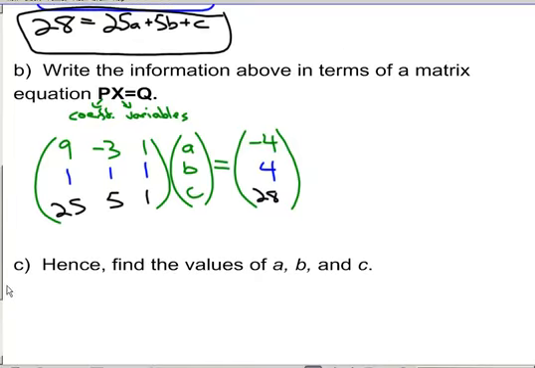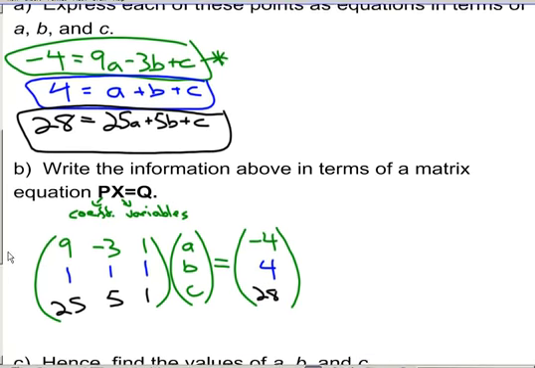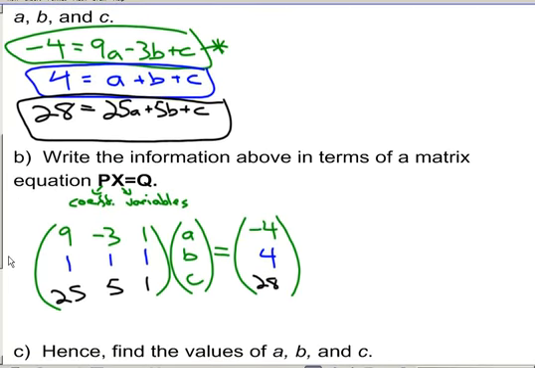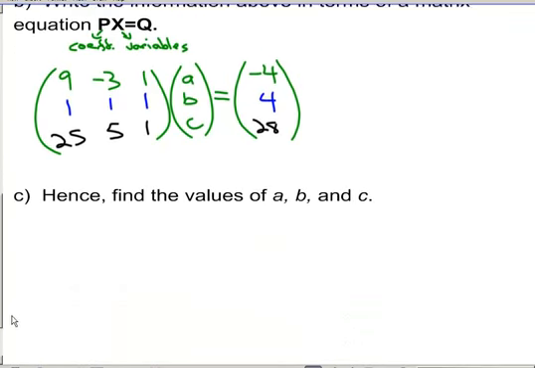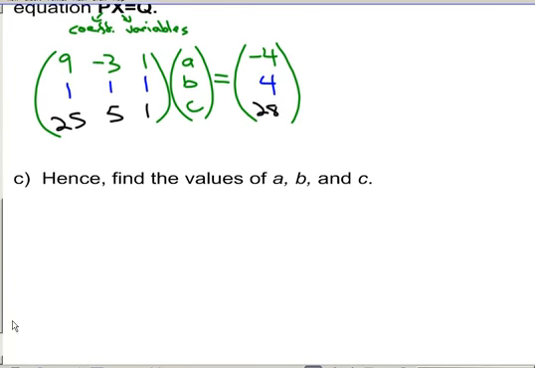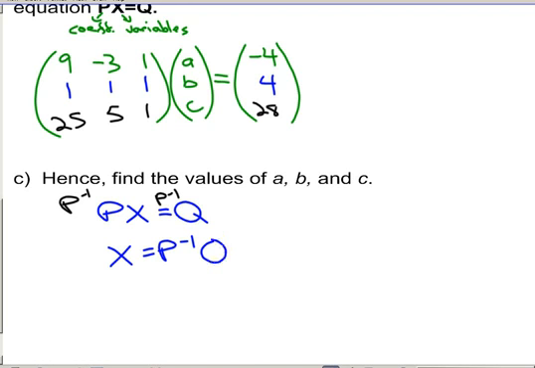It would be kind of unpleasant for us to solve this system using elimination or substitution. You could do it. It wouldn't take that long. But the matrix methods are really nice. Right now we've got PX equals Q. Well, if we wanted to get X, or our variables matrix, on its own, we just need to pre-multiply both sides by the inverse of P. And we'll assume that that actually exists. Our calculator will tell us otherwise, if it doesn't exist.